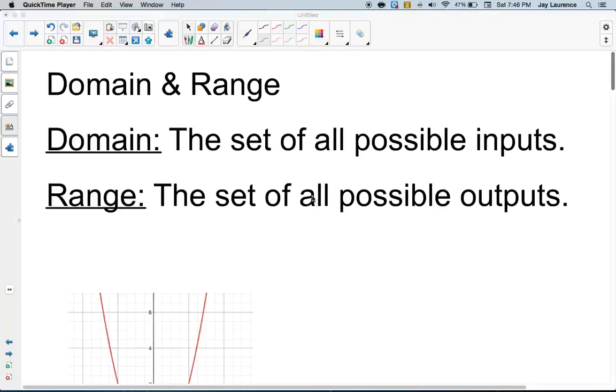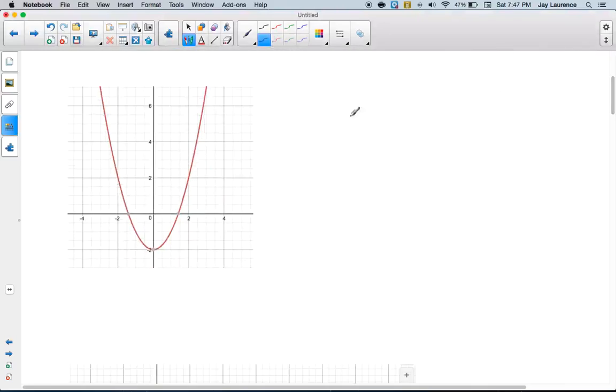Okay, so remember the definition of domain is the set of all possible inputs, and the range is the set of all possible outputs. So if I'm looking at this graph here, and remember that these parabolas, these quadratic graphs, would go forever, right? They'd have arrowheads on them. I did it on Desmos.